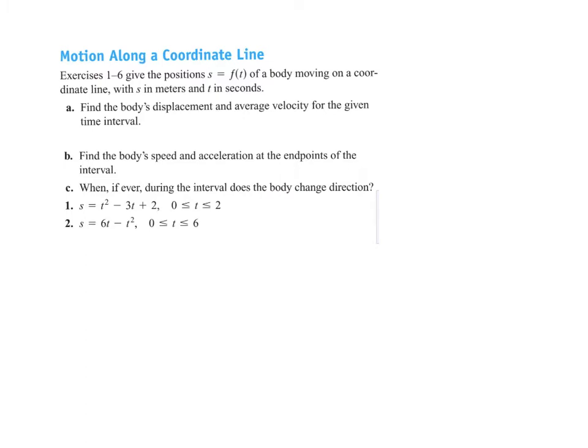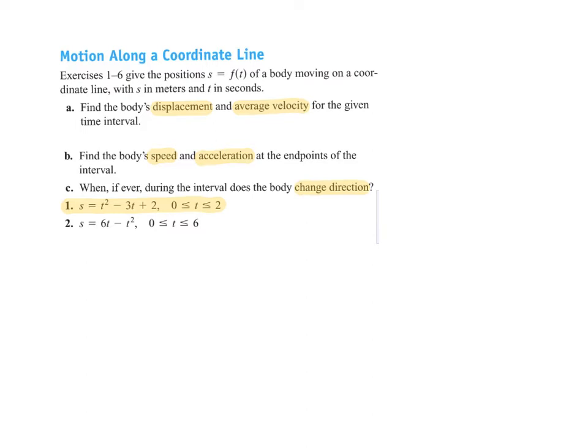So as you start your exercises, you'll see that in exercises 1 through 6, you're given the position functions s of a body moving on a coordinate line with s measured in meters and t in seconds. And we are going to be asked to do A, B, and C for each of these problems. So we're going to find the displacement and average velocity for a given time interval. We're going to find the body's speed and acceleration at the endpoints. And we're going to find out when the body changes direction. And I'm going to work on number 1 here in the example.